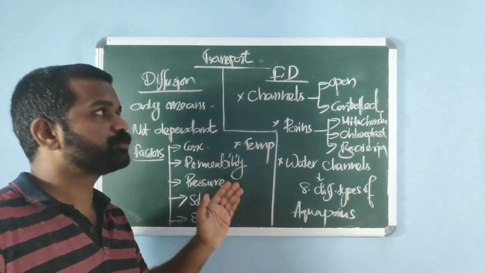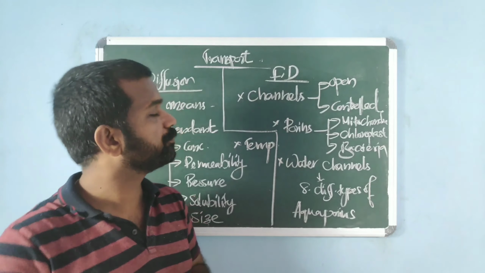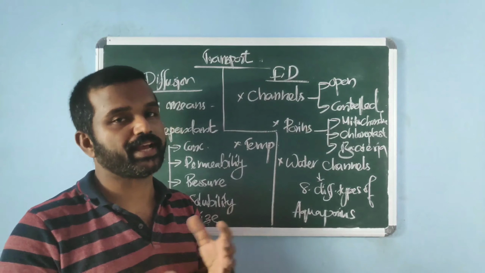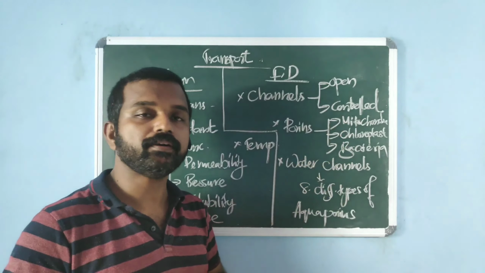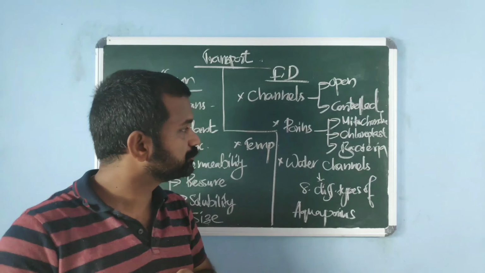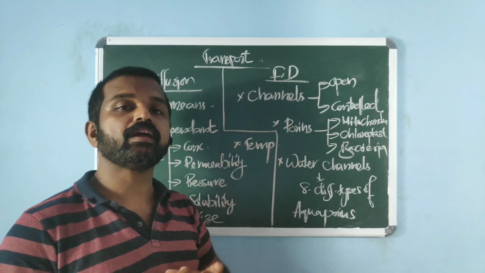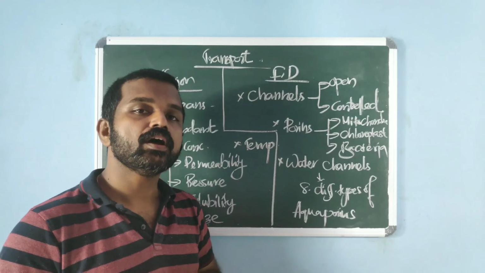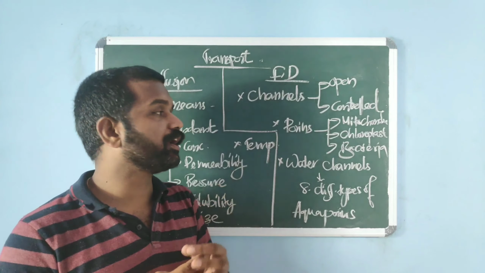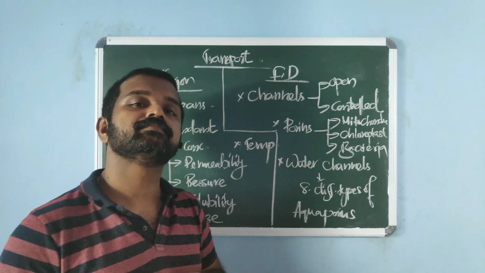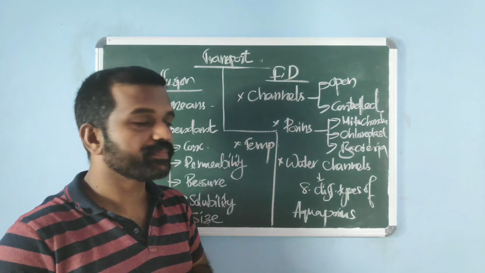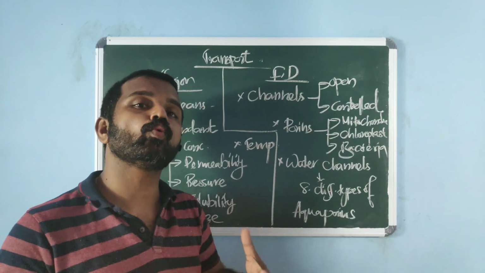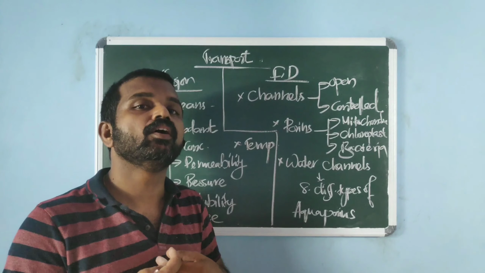Then a few specific points in facilitated diffusion. Channels formed by the membrane proteins are of two types. They can be either permanently open or controlled, that is gated. Then the membrane proteins involved in facilitated diffusion, for example, porins. Porins are present in the outer membrane of mitochondria, chloroplast, and in the cell membrane of bacteria. Water channels are formed by 8 different types of aquaporins that facilitate the movement of water.